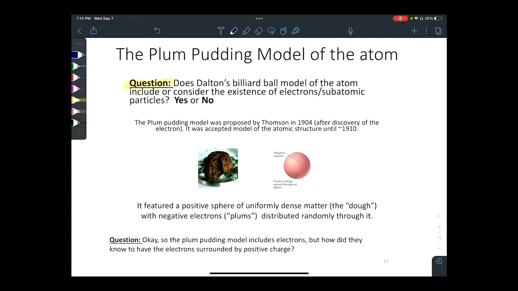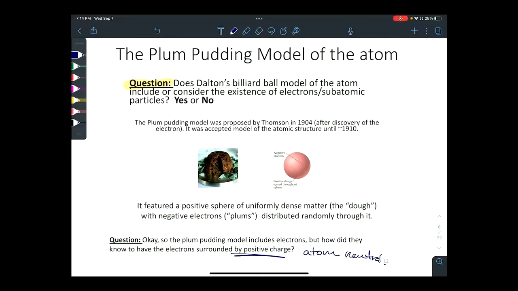So the problem here is that atoms are neutral. If you dot negative charge, don't you also have to spread positive charge around it to make it neutral? So that's what the plum pudding model says: the dough of the cookie is positively charged, and the chocolate chips are negatively charged. That's what the second question is. The plum pudding model includes electrons. How do they know that the electrons are surrounded by positive charge? It's because the atom has to be neutral. So we needed to put that positive charge somewhere, so they just spread it around. Okay, so that's our model now.